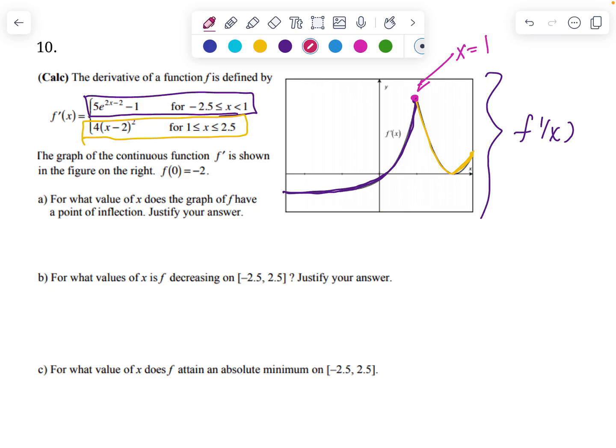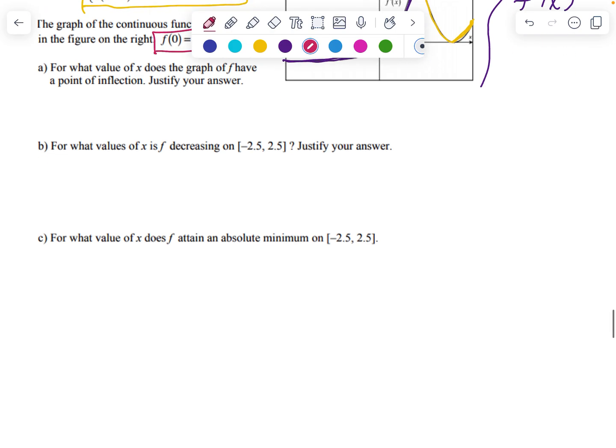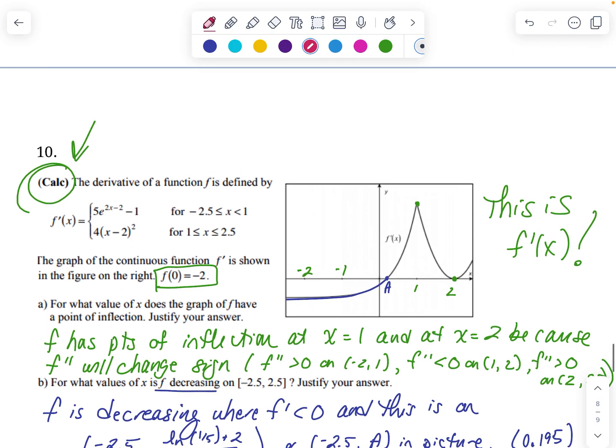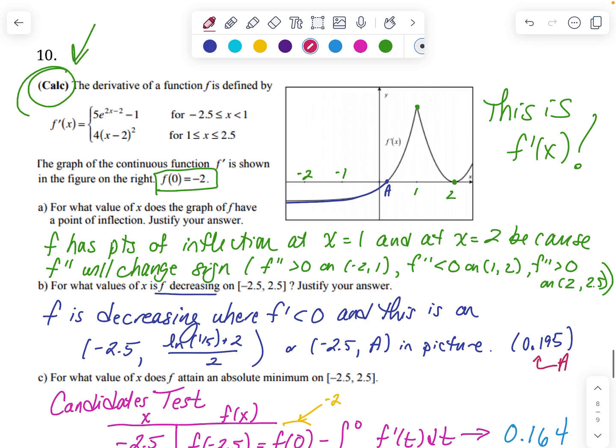Okay, you're also given an ordered pair that's on function f. This graph is not function f. This graph is f prime. Okay, so let me just scroll down. Notice here that this is calculator active, so you'd get to utilize your calculator. Okay, I will briefly talk about this. So in part A, feel free to pause if you want to work this first. I think that would be best. I should have said that.